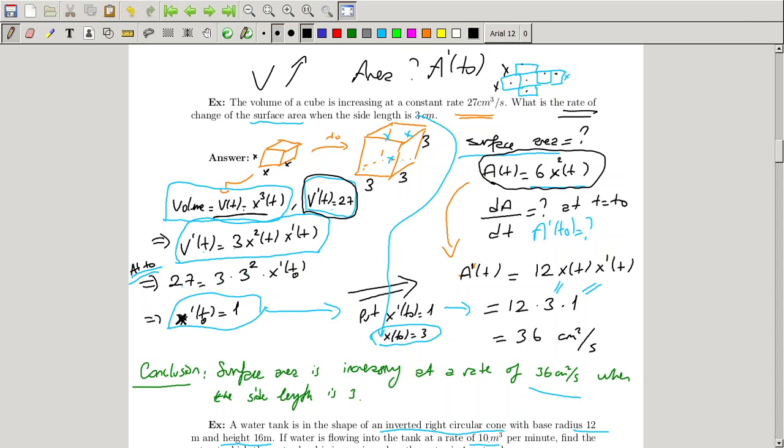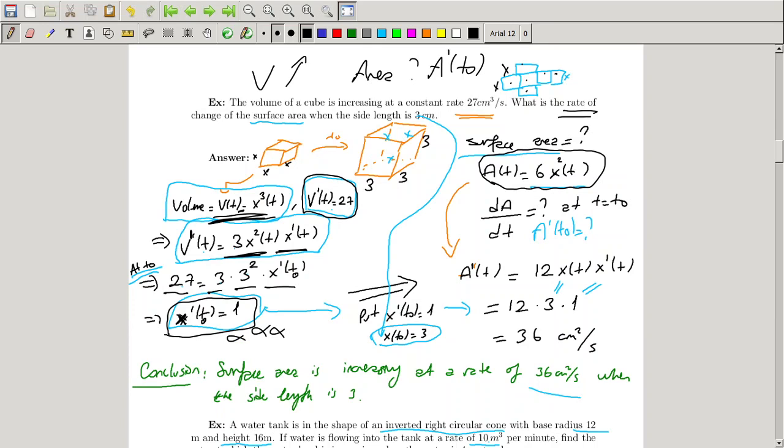So if it is 27, I can evaluate from the very beginning that the volume of a cube is x power 3 of t. So if we take the derivative, v prime, you have 3 times x squared times x prime of t. And this is equal to 27, which means what? If you write 27 equal to 3 times 3 squared times x prime of t0, you get x prime of t0 is equal to 1. This is important. In fact, this is what we need from the given data.